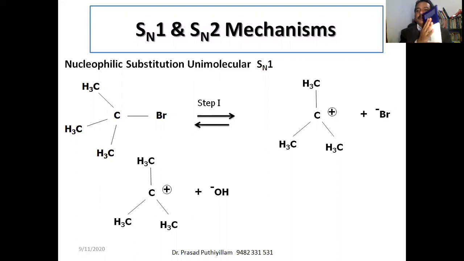If I keep it like that, the OH group can attack the central carbon atom from this side, to my right side, or it can attack from the left side. So two possibilities are there. The hydroxyl ion can attack from the right side, or from the left side. These two possibilities you have to think about when we discuss stereochemistry.